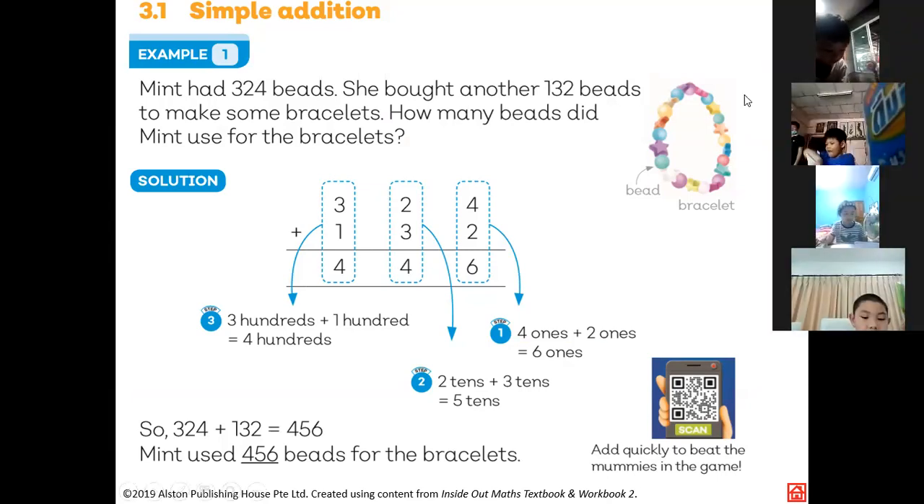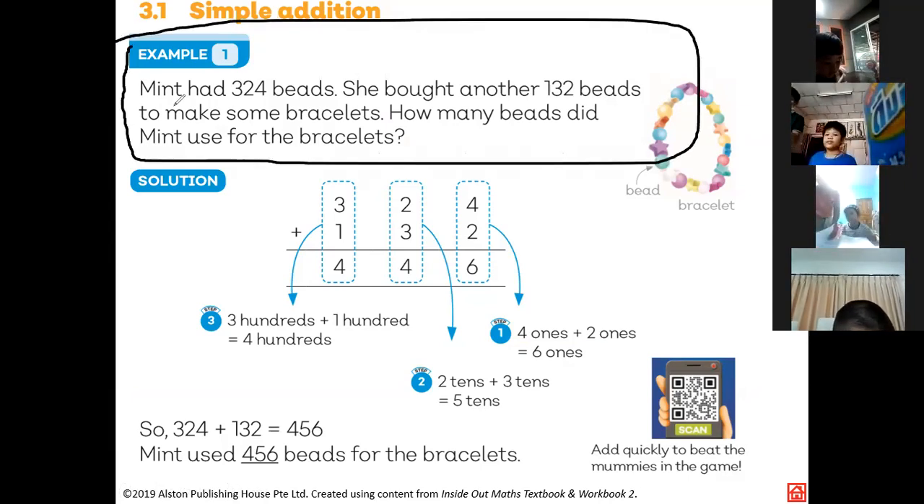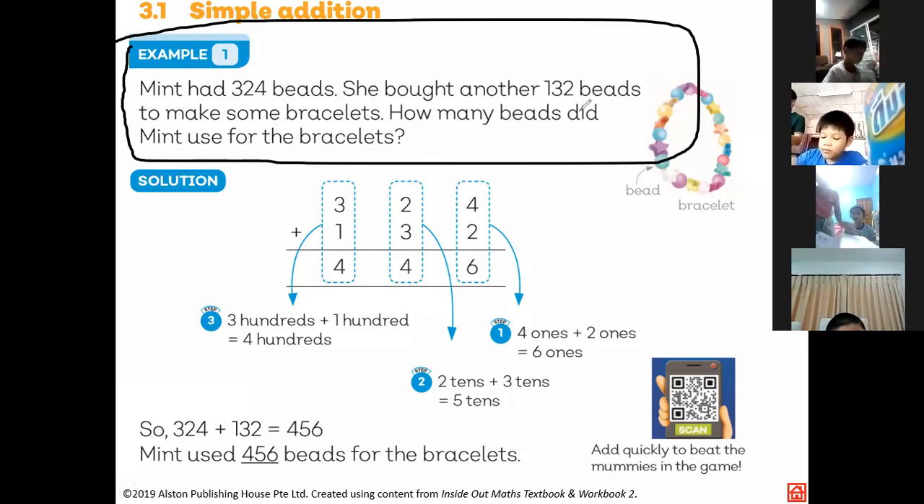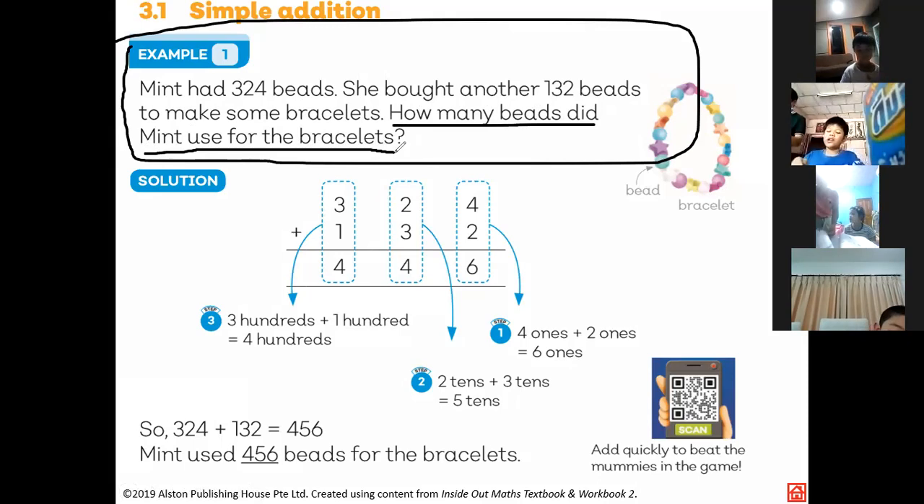All right, so let's start, kids. So our lesson today, it's all about simple addition and simple subtraction. All right. So I'm gonna read first the example number 1. Okay, let's do this. So Mint had 324 beads. She bought another 132 beads to make some bracelets. The question is, how many beads did Mint use for the bracelets?